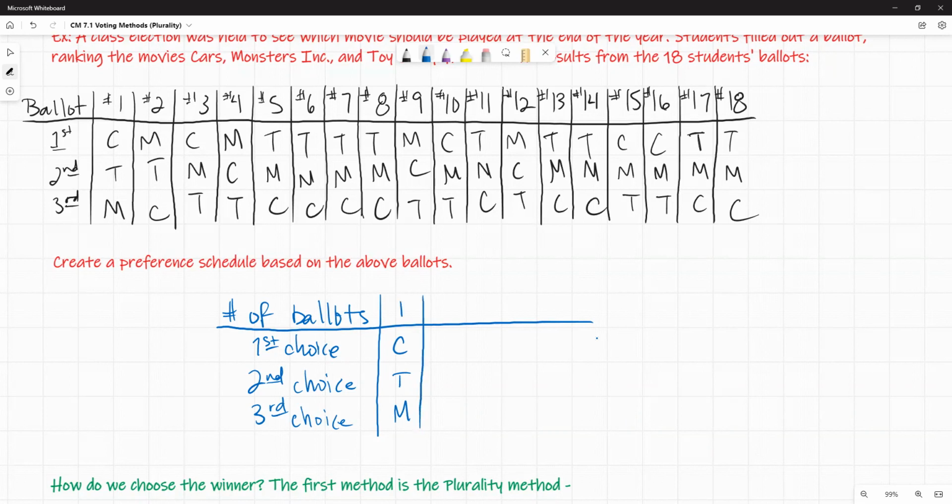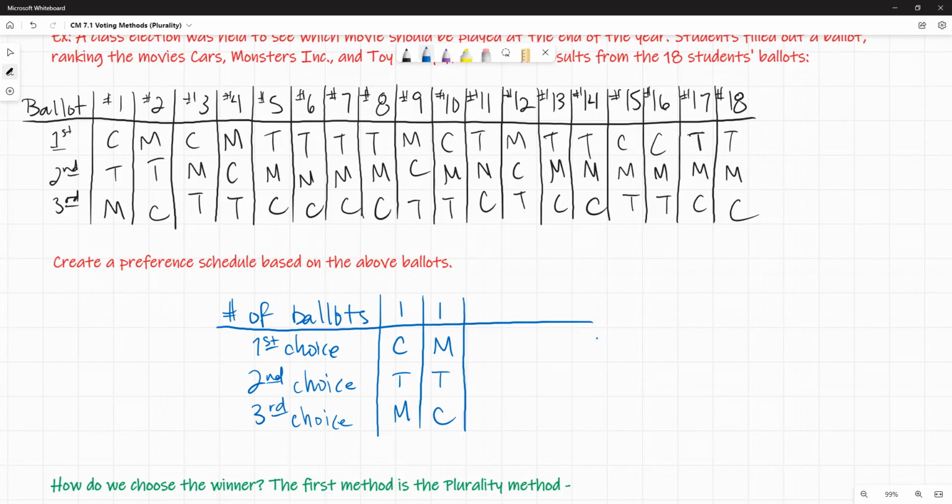Now let's look for a different configuration. We have this one right here, Monsters, Inc., Toy Story, then Cars. That's my next new configuration. Now I want to see how many people did that. That was 1. Looking for another MTC, it looks like that was also 1. Just 1 person voted that way.